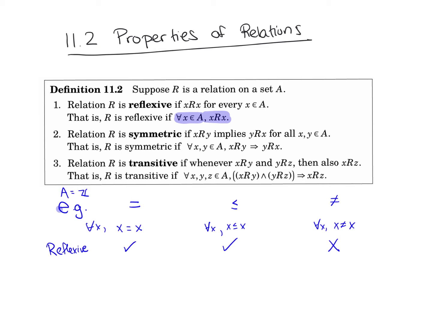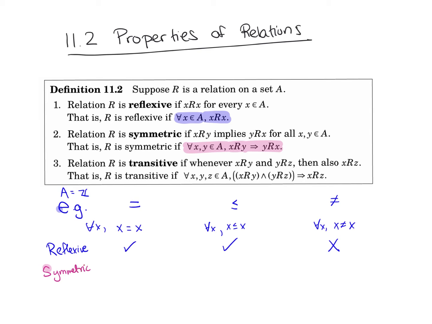Now moving on, we have symmetric. A relation is symmetric if whenever x and y are related, then y is related to x. So you can basically switch the order around. If you have a relation in one order, then you can switch it around and you get the same relation. So let's think about what that means for each of the properties we have down here.